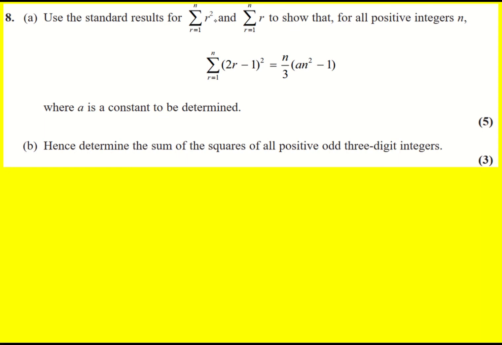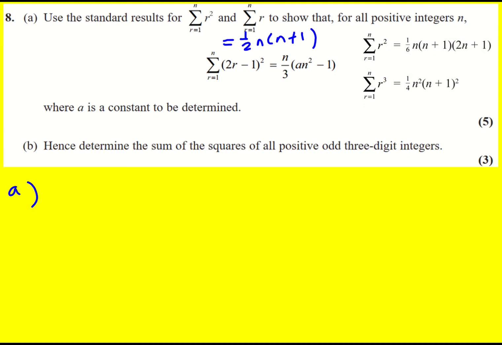Use the standard results for the sum of r squared and the sum of r to show that for all positive integers that this is true. Now, I would say to learn both of these results, you actually get given the sum of r squared in the formula book. You will need to learn the sum of r. It's a half n times n plus 1, the nth term of the triangle numbers, in fact. Okay, let's get into this.